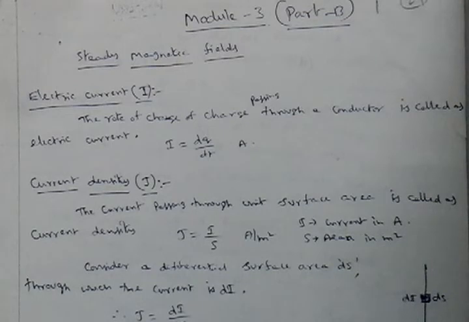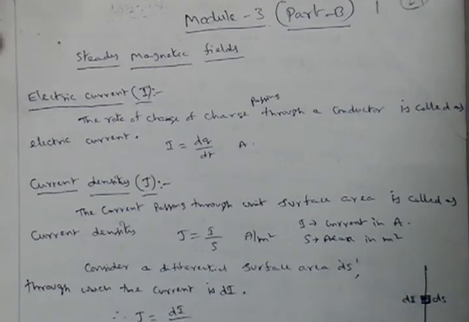This is also called magnetostatics. That means when the magnetic field is stationary, that is called magnetostatics. So to discuss magnetostatics, first we should know what is meant by DC current, next current density, next magnetic flux density and magnetic field intensity, and what is the relation between magnetic flux density and magnetic field intensity.